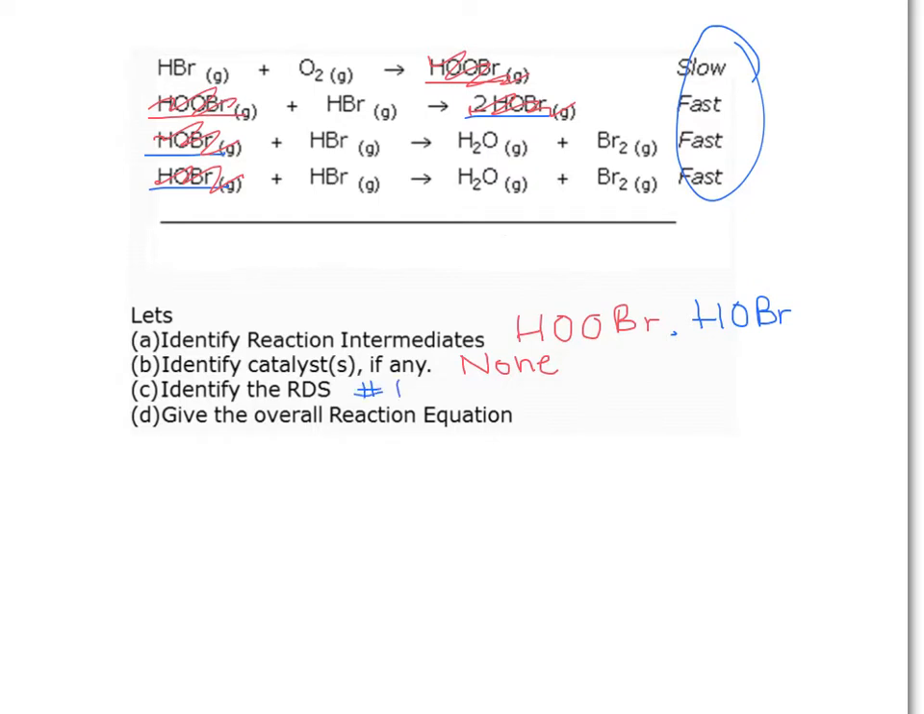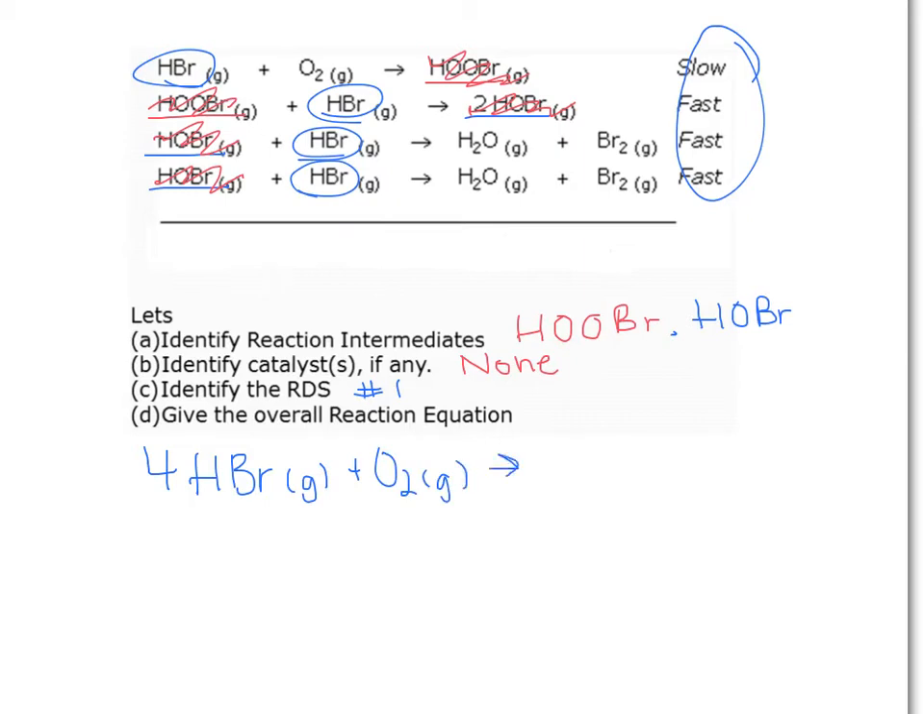Then, to give the overall reaction equation, we're going to write down everything that we did not cancel out. We also want to make sure that when we write the overall reaction equation, we give it in the lowest terms. Meaning, I see that I have HOBr as a reactant 4 times. I'm not going to write down HOBr plus HOBr plus HOBr plus HOBr. That's very repetitive and long-winded. I'm going to write down that I have 4 of them, along with oxygen gas, and that's going to give me 2 water molecules and 2 bromine.